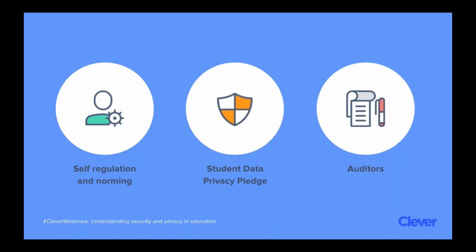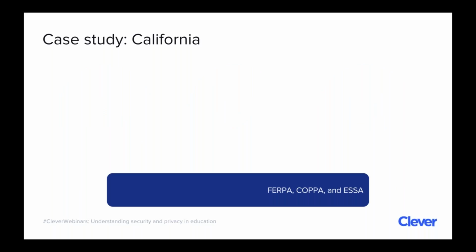Okay, phew, I hope you're still with me. That was all very theoretical, so let's make this real by looking at a case study. So we're going to talk about California. Clever is in about 70% of California districts, so it's a state we know pretty well. And I'm going to walk you through an example about what it would be like to be a new application trying to connect with schools in California. All right, so let's all imagine we're a new elementary school math application, MathFax, and we want to work in California. So what would the legal layer cake look like?